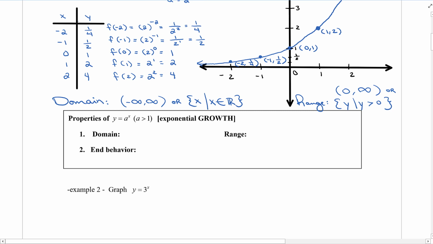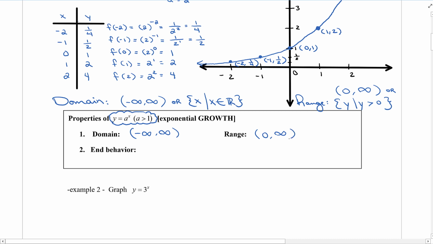Properties of y equals a raised to the x power with a greater than 1. This represents exponential growth. Number 1, the domain. For the domain of these types of functions, the domain is going to be the set of all real numbers, or the open interval from -infinity to infinity. I'm drawing a cloud around y equals a raised to the x power, and the condition where it says a is strictly greater than 1. The range is going to be the open interval from 0 to infinity.